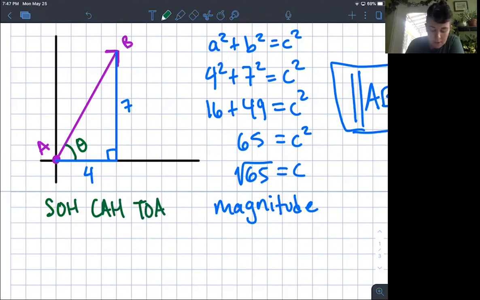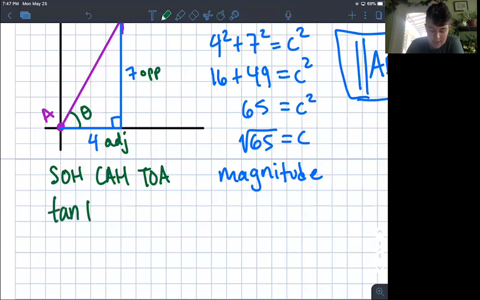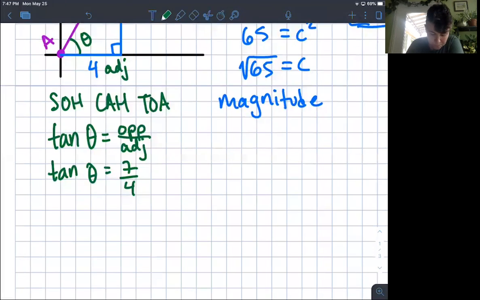So from the angle theta, I have 7, which is the opposite side, and I have 4, which is the adjacent side. So which one, sine, cosine, or tangent, am I going to be using for opposite and adjacent? I can hear you saying tangent, and you are, in fact, correct. So what I can say is that tangent of theta is equal to the opposite over the adjacent. So that means the tangent of theta is equal to 7 over 4. So what I'm going to do is take the inverse tangent of 7 over 4.